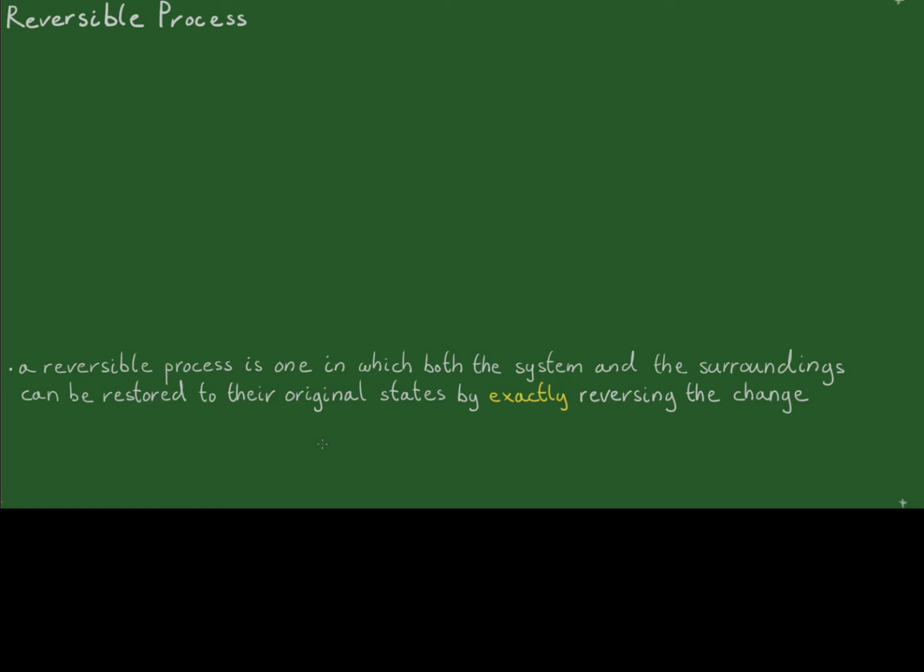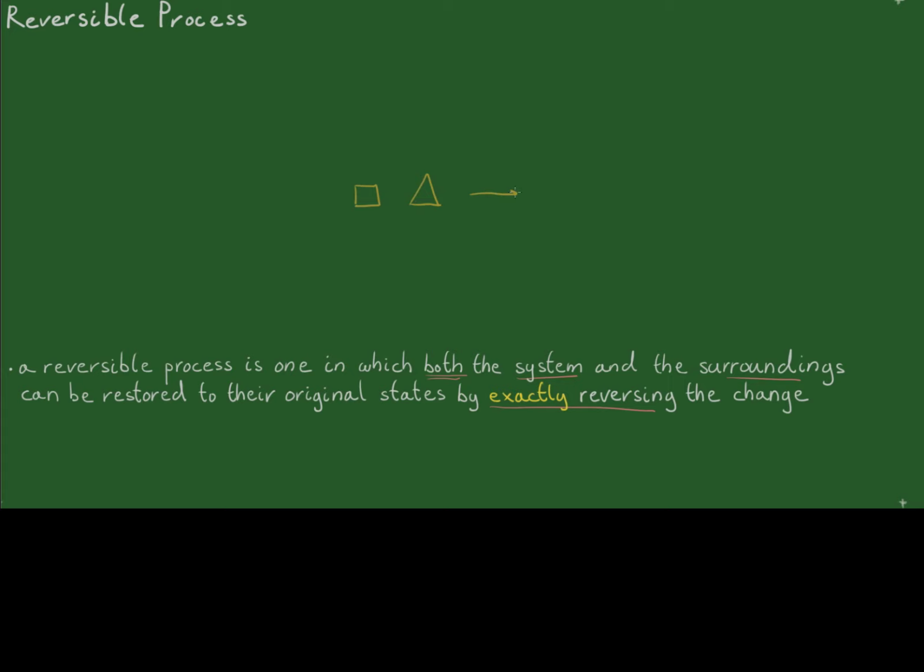In physics terms, a reversible process is one in which both the system and the surroundings can be restored to their original states by exactly reversing the change. The key things are exactly reversing the change, and both the system and the surroundings are restored to their original state.